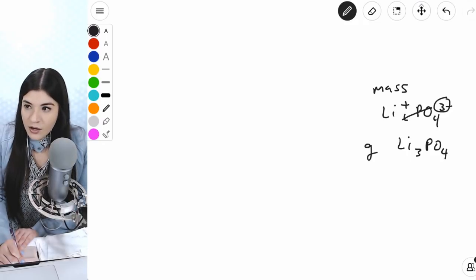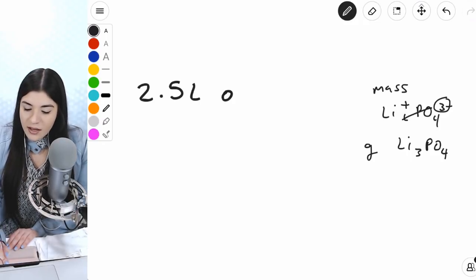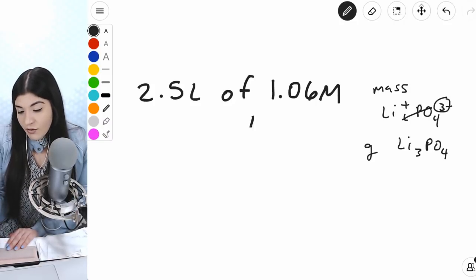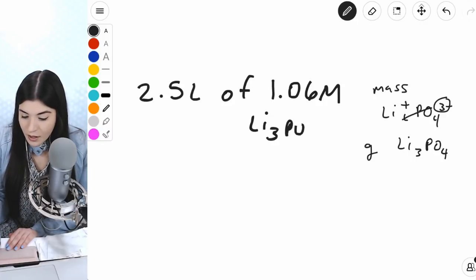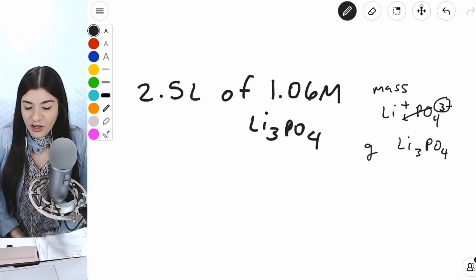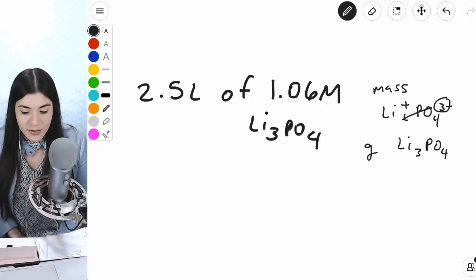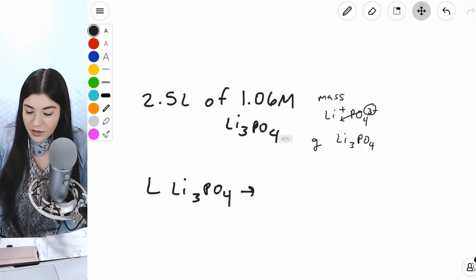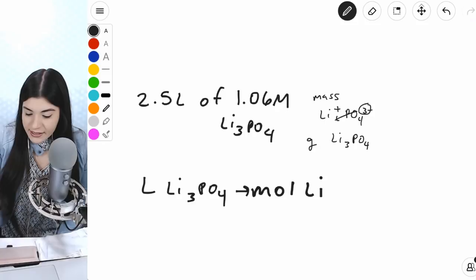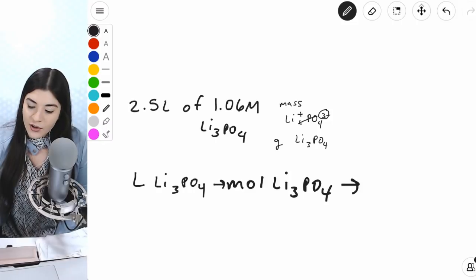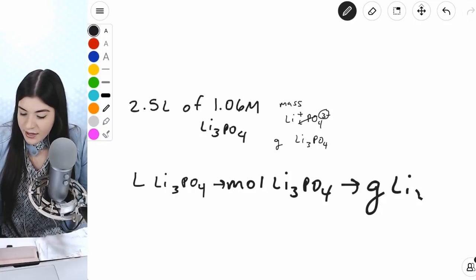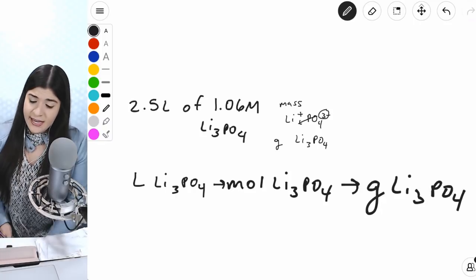So we're given 2.5 liters of 1.06 molar solution of lithium phosphate solution. Okay. So once again, we're going to use molarity as a conversion factor. And where I'm going to start is I'm going to start off with the liters of lithium phosphate that they gave us. Then I'm going to convert this to moles of, once again, lithium phosphate using the molarity. And then lastly, what I'll do is I can convert this to grams using the molar mass found on our periodic table by adding them all up. So then these are pretty much the 3 steps we're going to take here. So let's start.